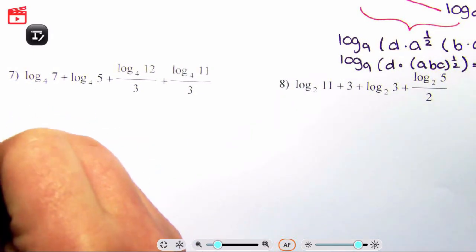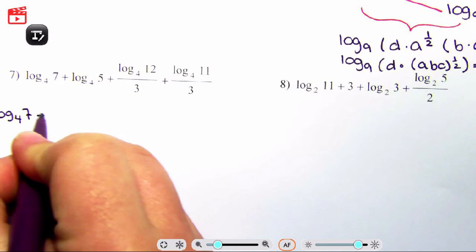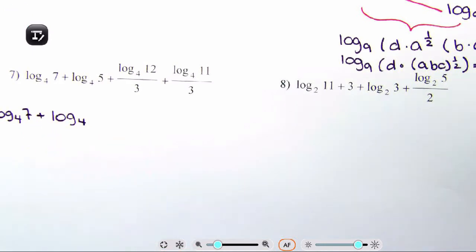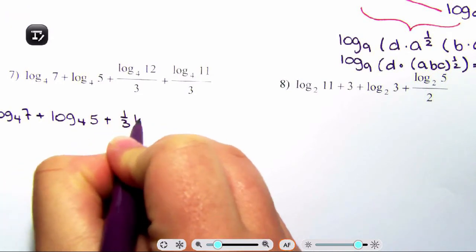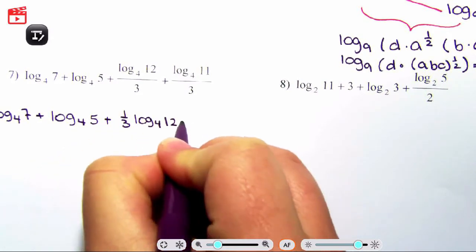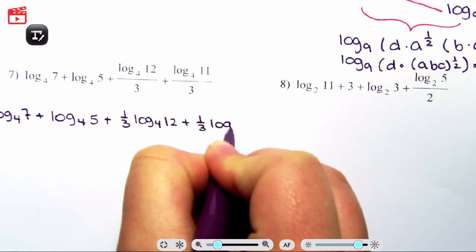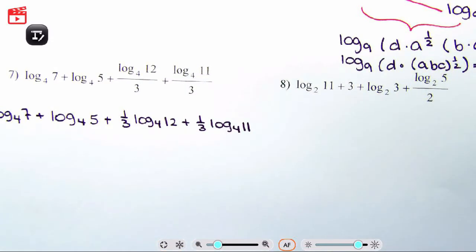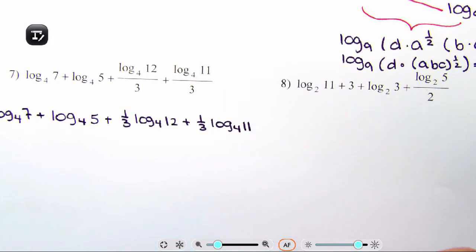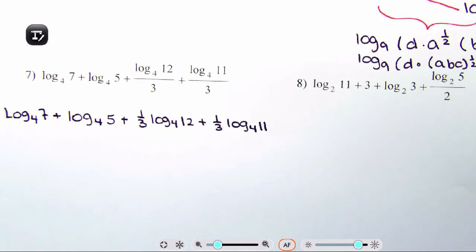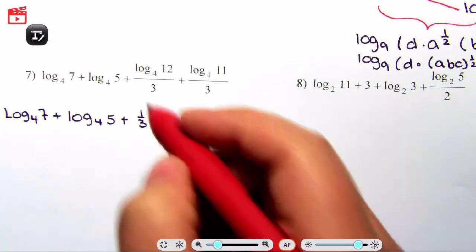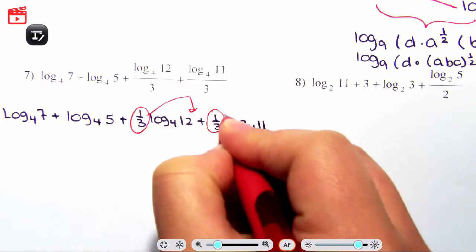We have log base 4 of 7 plus log base 4 of 5 plus 1/3 log base 4 of 12 plus 1/3 log base 4 of 11. And I am noticing all three examples only have addition, so these questions were just computer generated. Make sure that you know the difference between addition and subtraction.